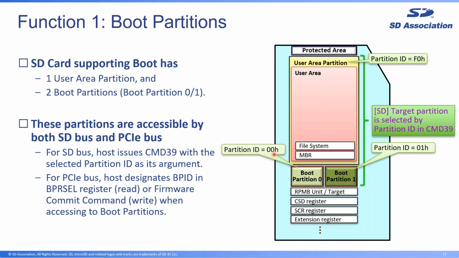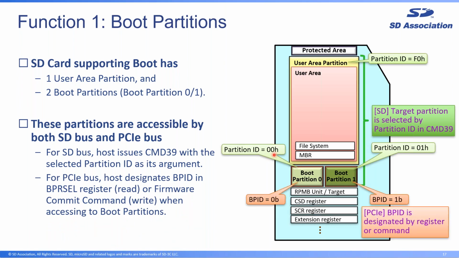For PCI bus, on the other hand, the target boot partition is designated by BPID. The BPID is stored to BPR cell register when host intends to read from boot partitions. In case of write, host issues firmware commit command with the targeted BPID.